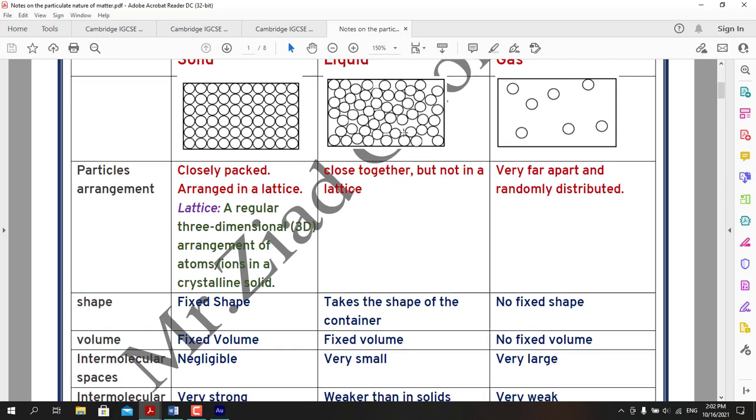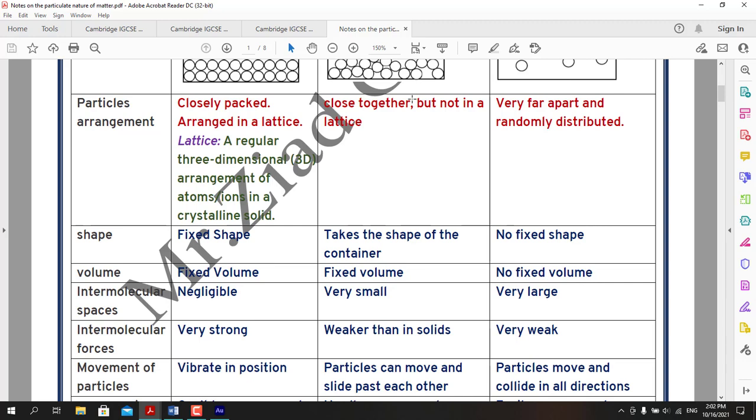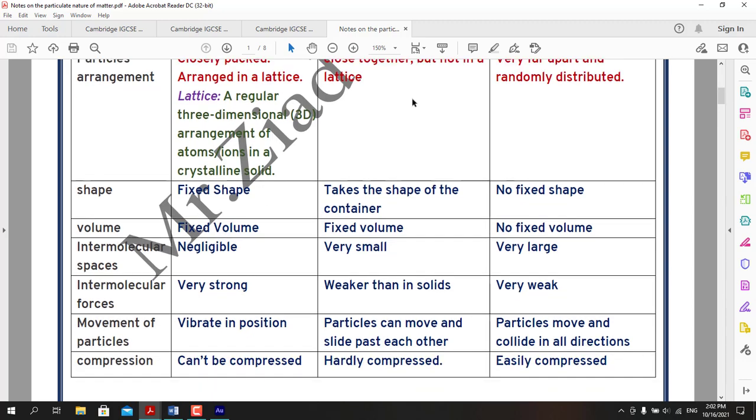As I said, the intermolecular forces between the particles are weaker than in solids, which allows the particles to move and slide past each other. As the particles are allowed to move, even if it's a limited motion, we can say that liquids can be compressed, even though it's quite hard. But it's possible, unlike solids where it's impossible to compress them.